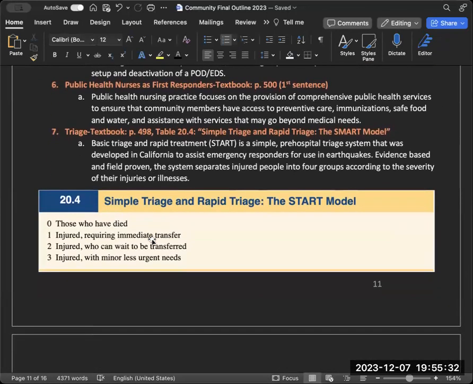Now, the next thing is she wanted us to go to page 500 and look at the first sentence. So I copied that first sentence about public health nurses as first responders. It says public health nursing practice focuses on the provision of comprehensive public health services to ensure that community members have access to preventative care, immunizations, safe food and water, and assistance with services that may go beyond medical needs. Okay, so like I said, we are those first line responders because we want to prevent. Remember, we try to prevent by giving immunizations and education, making sure they have food and water, and giving them all the services. That's how we act as the first responders.